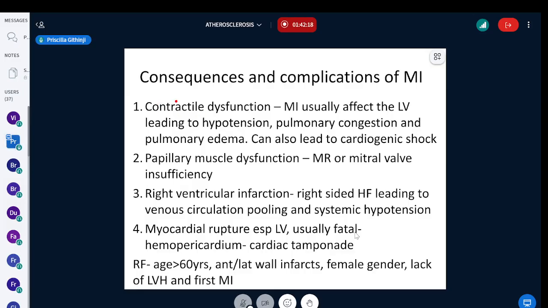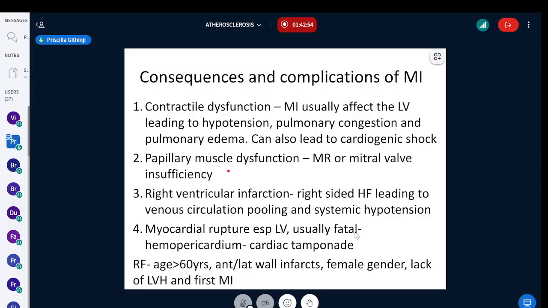You can have contractile dysfunction. So where you have a myocardial infarction that affects the left ventricle, this will lead to hypotension, pulmonary congestion, and pulmonary edema. And this can also lead to cardiogenic shock. Go and read on cardiogenic shock again. So one of the consequences is you get contractile dysfunction. So the heart does not contract. And for the left ventricle, these are the consequences: hypotension, pulmonary congestion, and pulmonary edema.